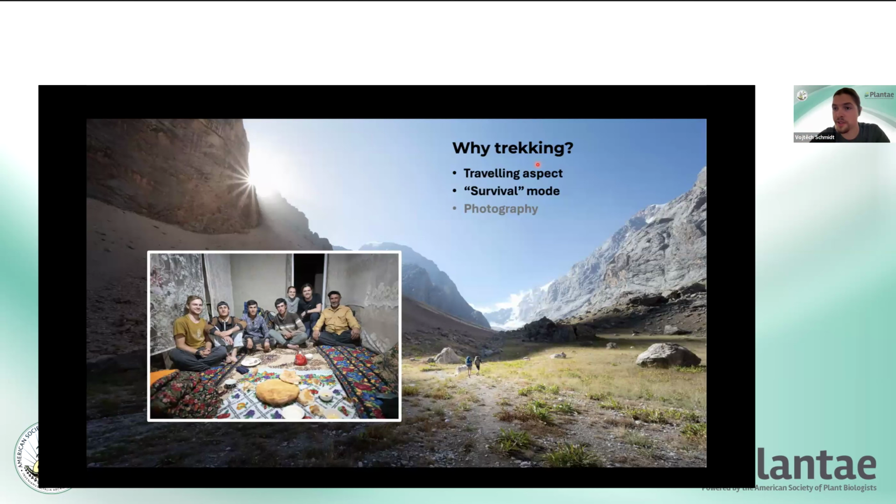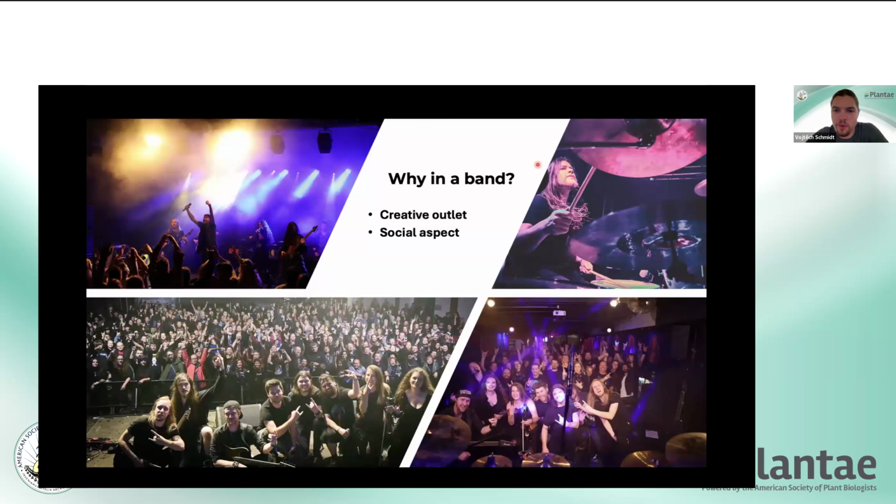And why do I play an instrument, and why do I play in a band? Again, it's a creative outlet, and it also has a great social aspect. I think it's good to spend some time with people from outside academia. So basically, you also have some social life, because in the case of photography, I'm mostly alone. So the band gives a balance to it as well.